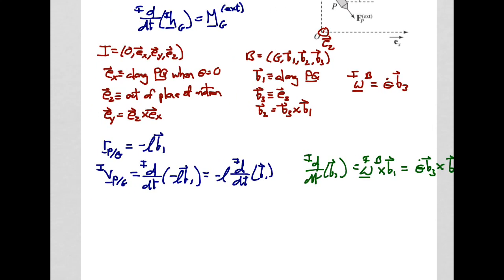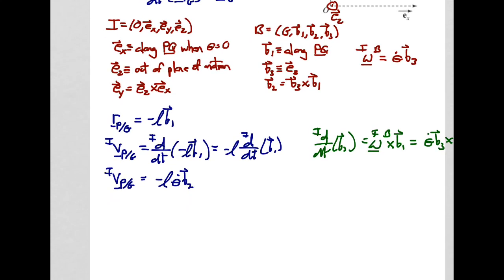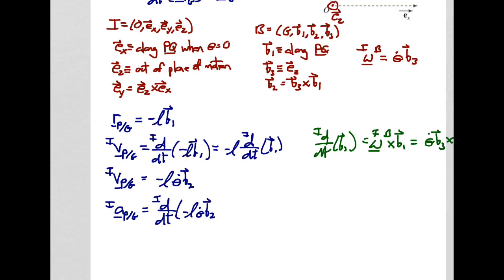And then when we insert this into our expression, the velocity of p with respect to g is equal to negative L theta dot in the b2 direction. And we need to get our acceleration. So our acceleration of p with respect to g is equal to the time derivative as observed in the inertial reference frame of negative L theta dot b2. And this is equal to, using our chain rule, negative L theta double dot in the b2 direction minus L theta dot multiplied times the time derivative of b2.